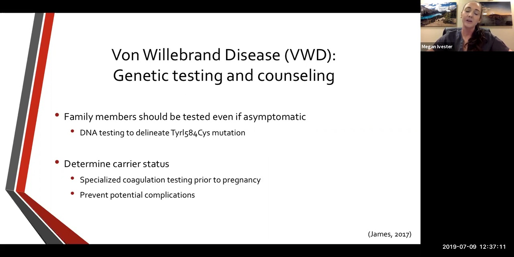instead of being able to prevent it and use prophylaxis. So what they would do with the genetic testing is a DNA test to delineate this mutation. And so they just do DNA testing to differentiate the types that they have.